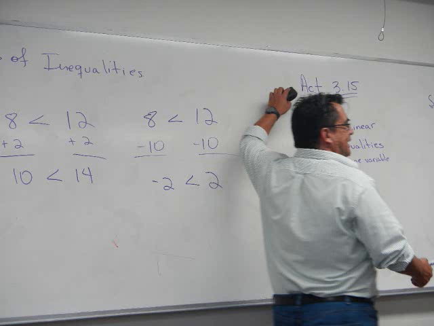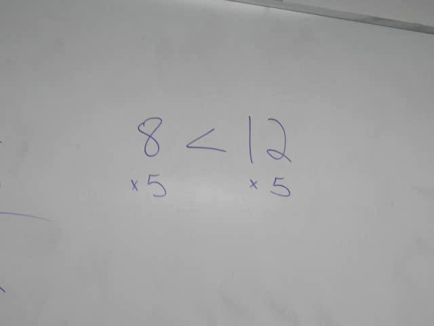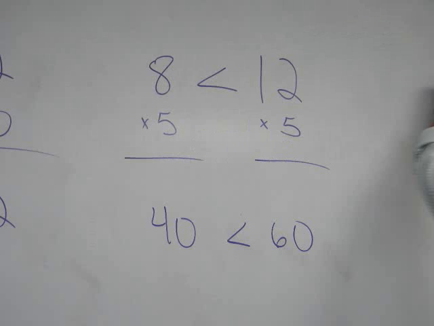Let's keep going for a second here. 8 is less than 12. What happens if I multiply by a number like 5? Let's see, 8 times 5? 40. 12 times 5? 60. How does 40 compare to 60? Not a problem. Look, the inequality remains the same. Multiplying by a number like 5 doesn't do anything to the inequality.